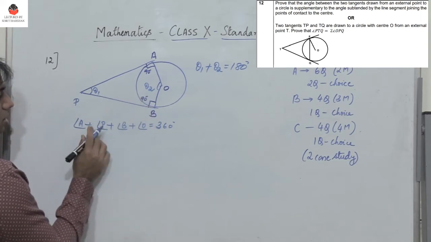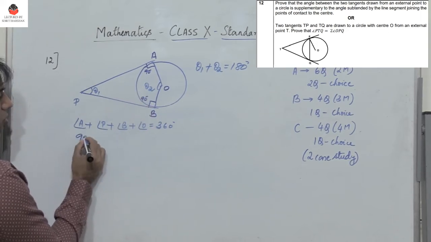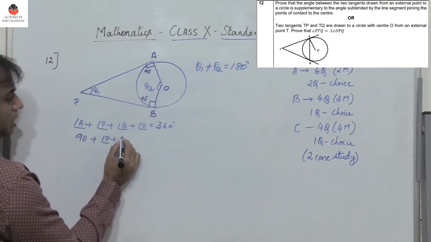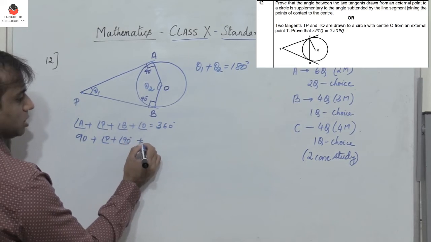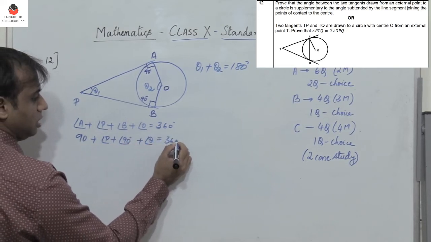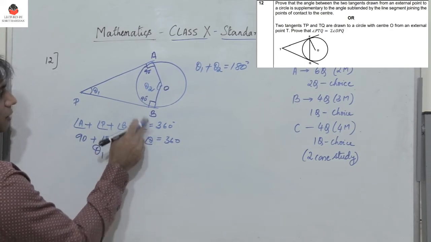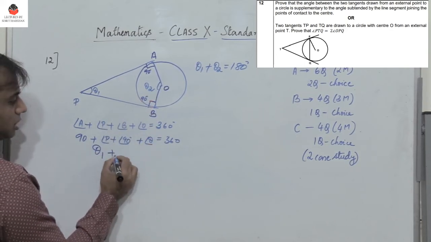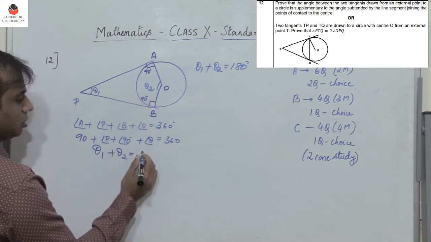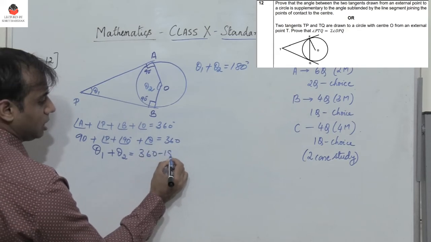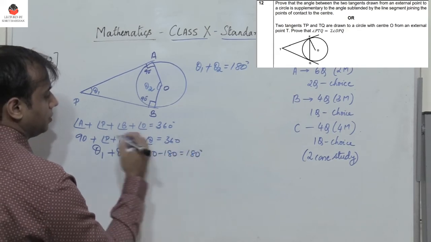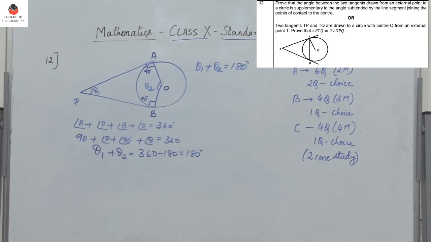So A and B are 90. So 90 plus P plus 90 plus O equals 360 degrees. So you have angle P, which is theta 1, and angle O, which is theta 2, equals 360 minus 180, which is 180 degrees, right? So we have proved that they are supplementary. So theta 1 plus theta 2 equals 180 degrees. This is the proof, very easy one.